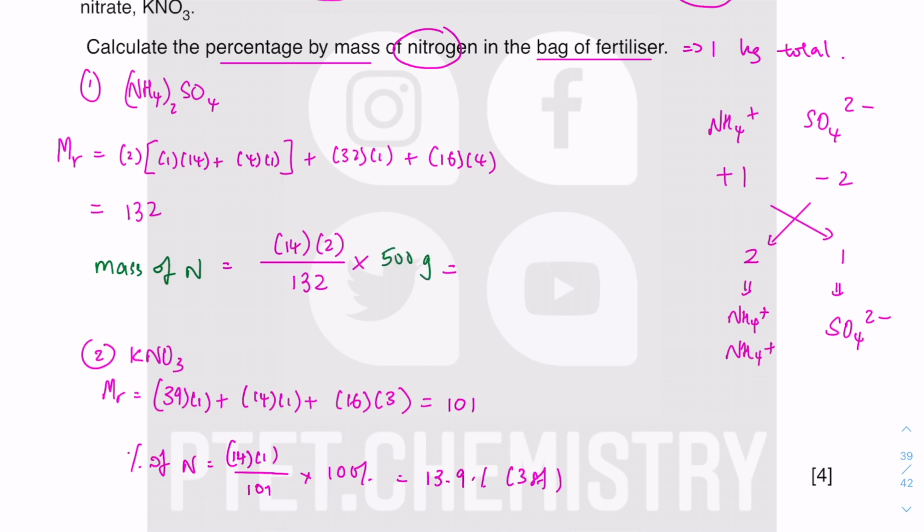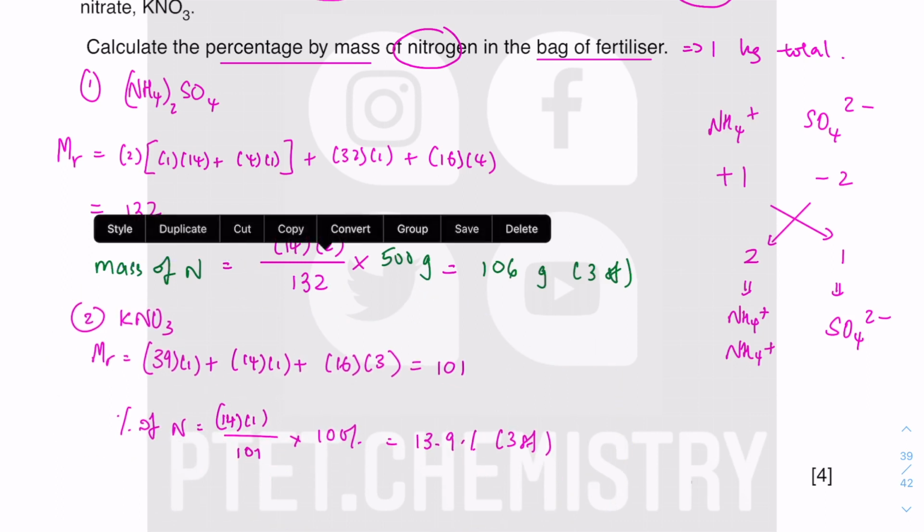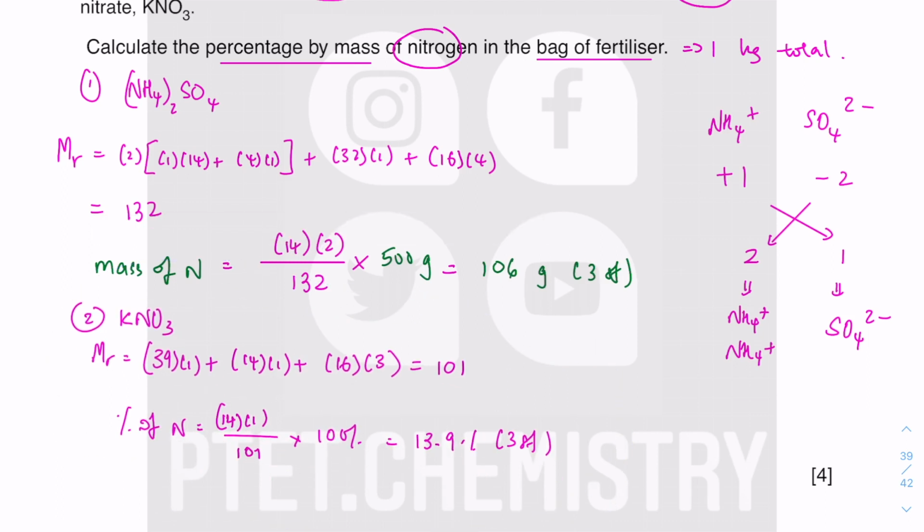So out of the 500 gram, how many gram is nitrogen? So 106 gram is nitrogen. And I'll do the same thing for the bottom one, because they want it out of the whole 1 kilo later on. So they want the mass of nitrogen and they want it out of the 500 gram. So that will be the mass of nitrogen in the potassium nitrate. That will be times 500 gram as well. So only 69.3 gram is the nitrogen.